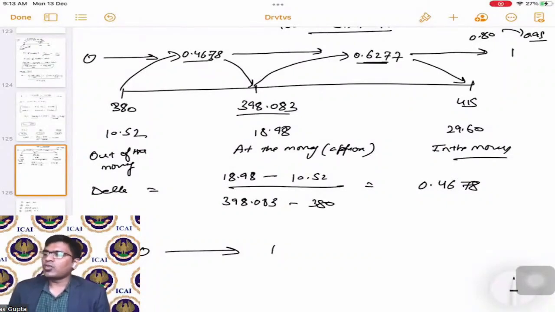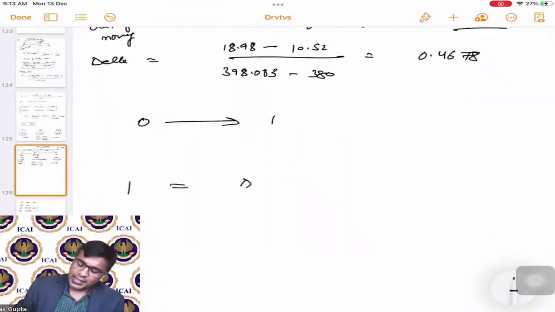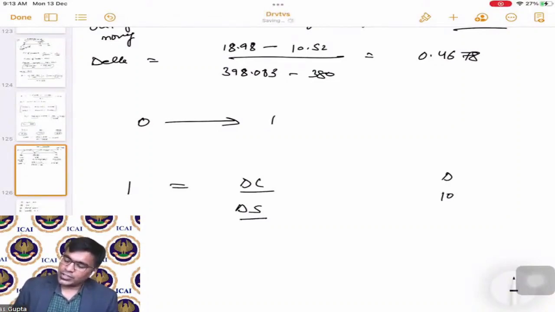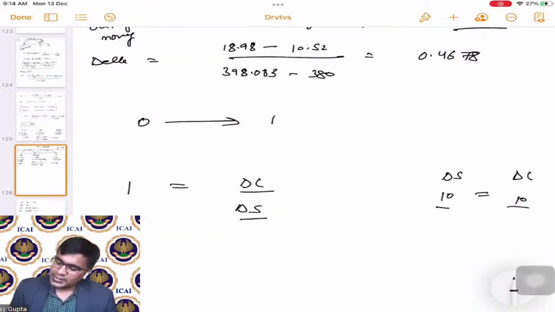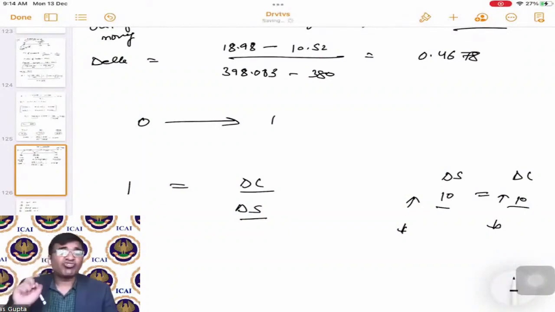Ambika is asking, sir, 0 to 1, what does 1 indicate? 1 indicates exactly 1 time. If it is 1, that means any change in call option will be exactly equal to any change in spot price. For example, your spot price changes by 10 rupees. There is a change in spot price. So the change in call option will also be 10 rupees. If it increases, it will also increase. If it decreases, it will also decrease. Simple. So the net change will be equal to the change in the spot price. That is what 1 indicates.